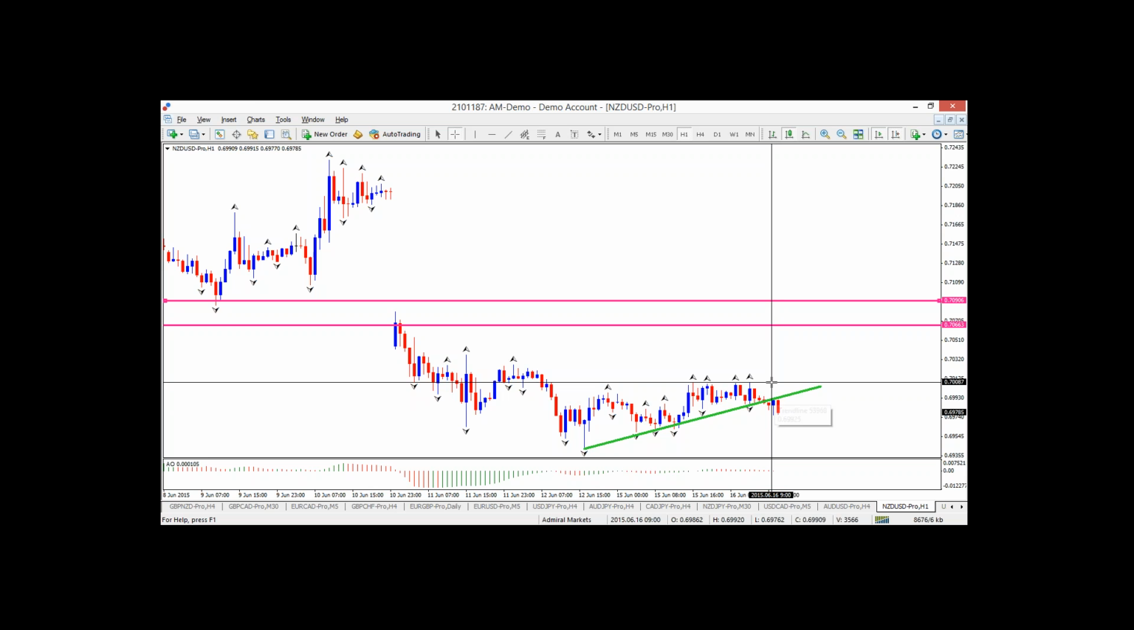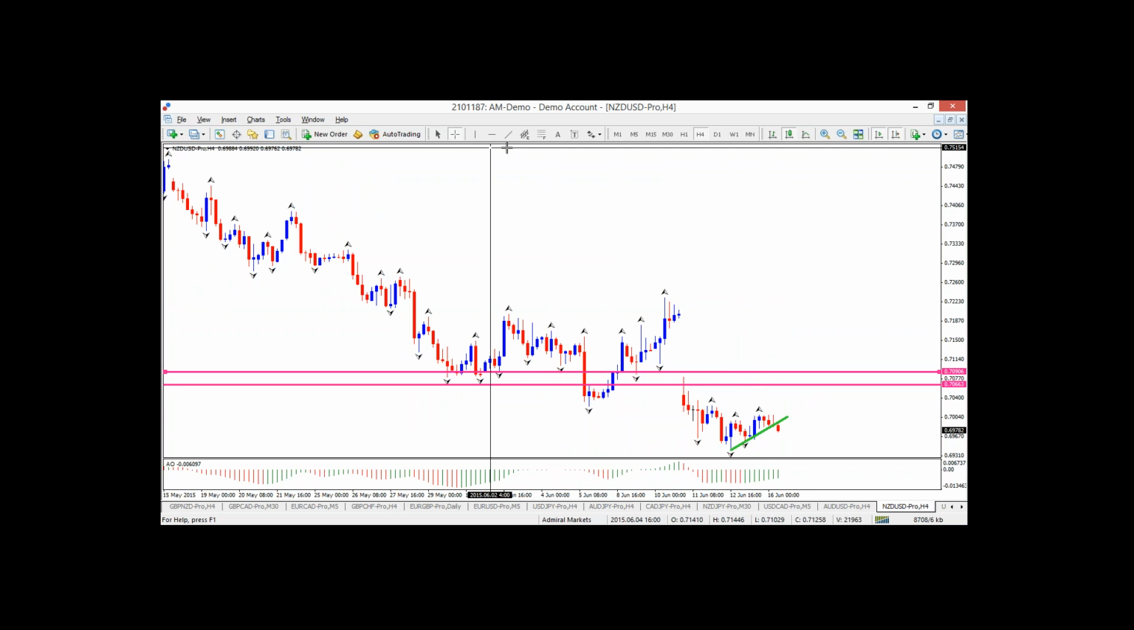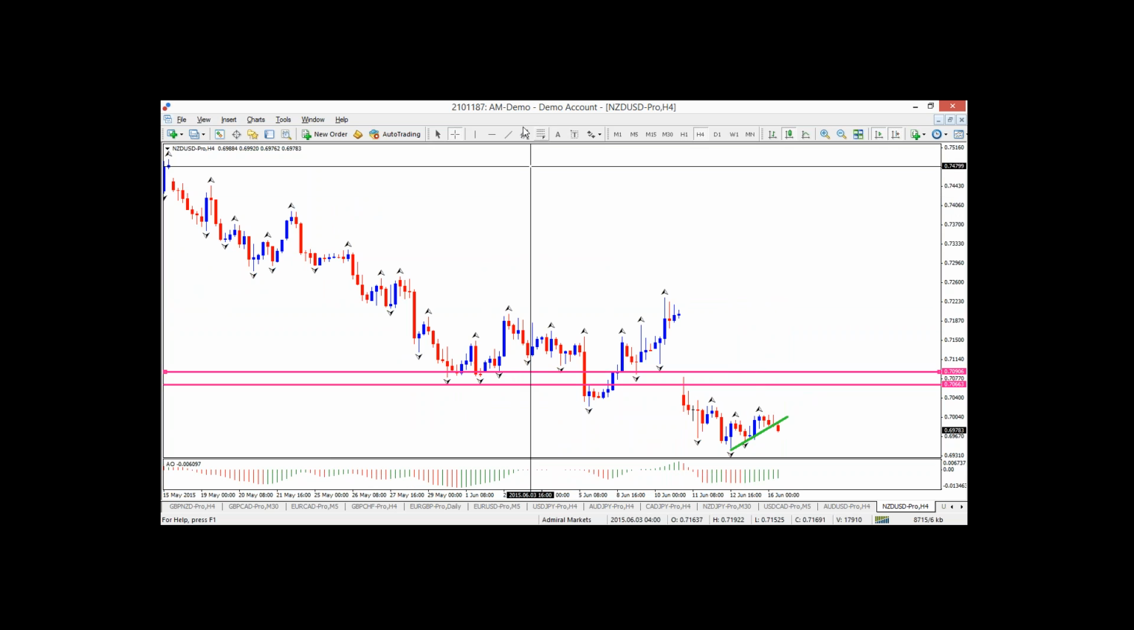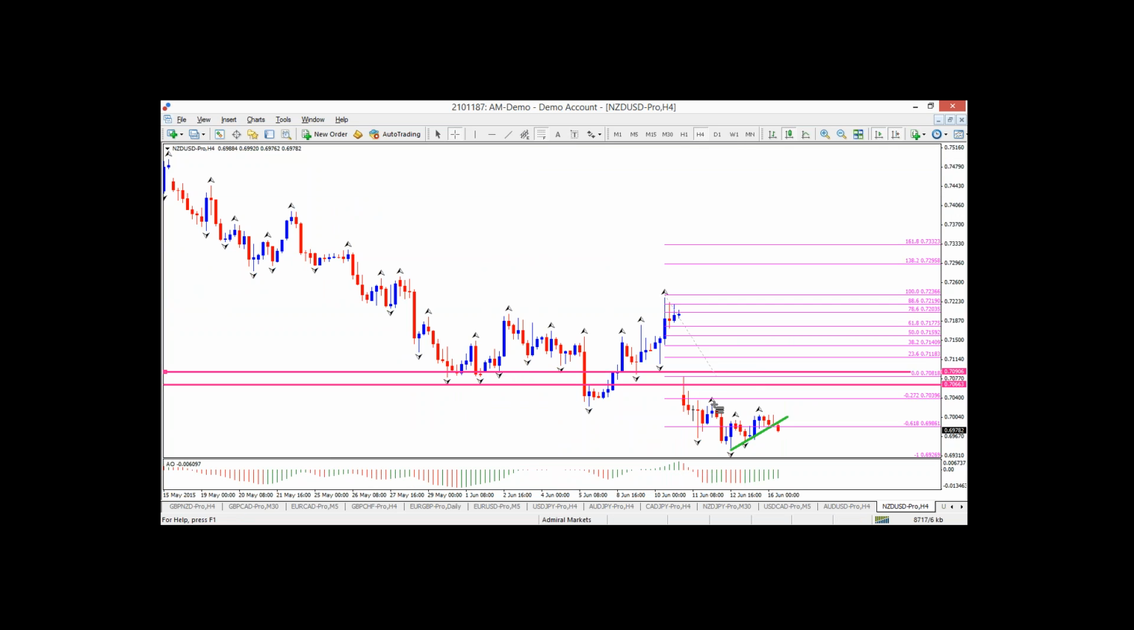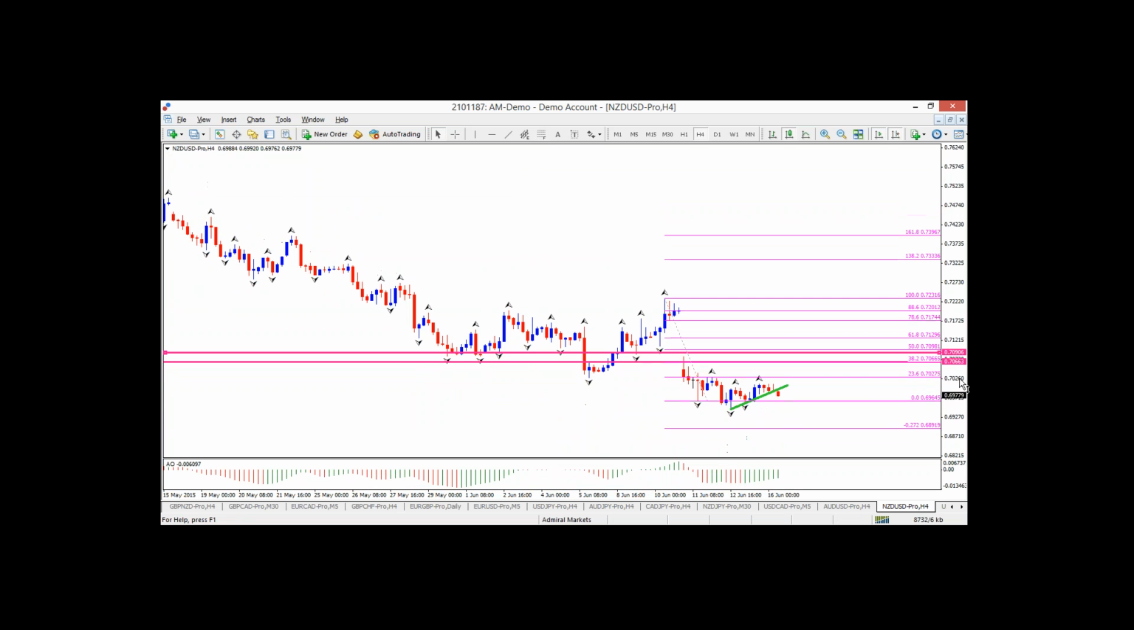With a stop loss above this top, about 70.13, about 45 pips. Target would be 68.92, about 80 pips.